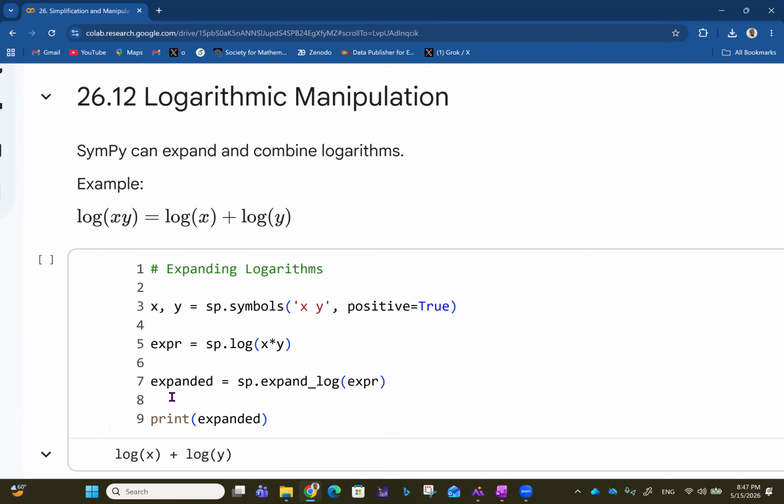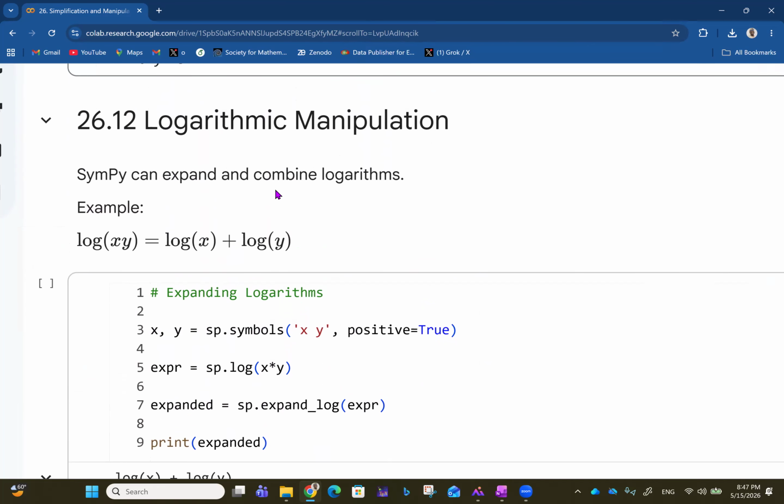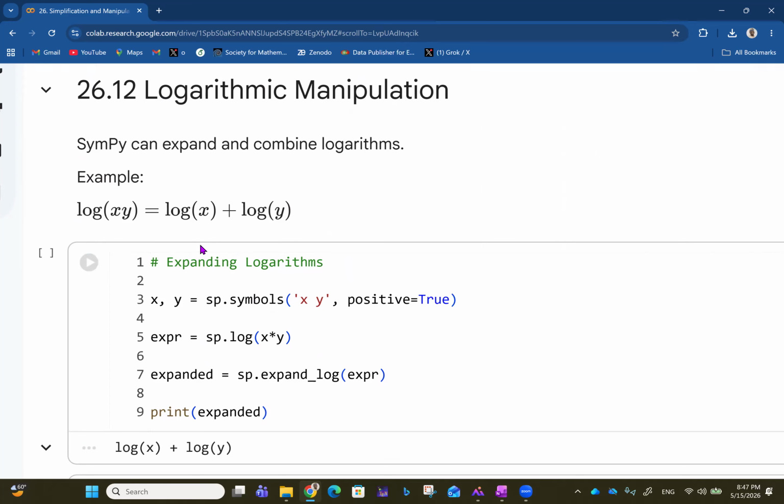Then we can have logarithmic manipulation. SymPy can expand and combine logarithms. So you have log xy from the law of logarithm, of course. I have a playlist on logarithms and indices and logarithms. So you want to check that out if you're interested in knowing more about logarithms. So log xy equals log x plus log y.